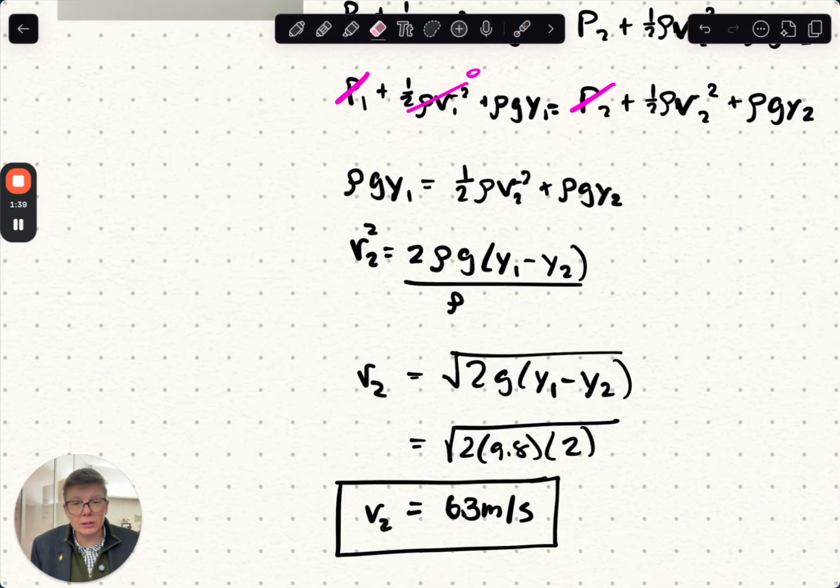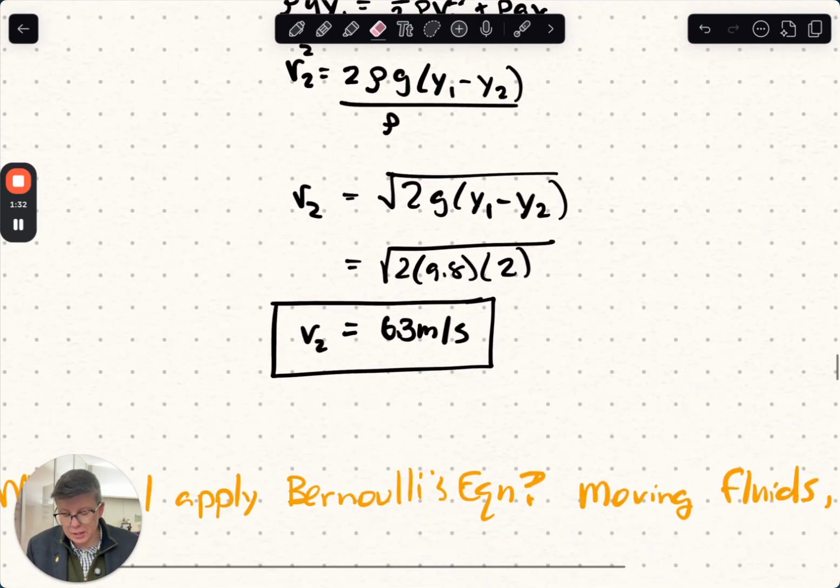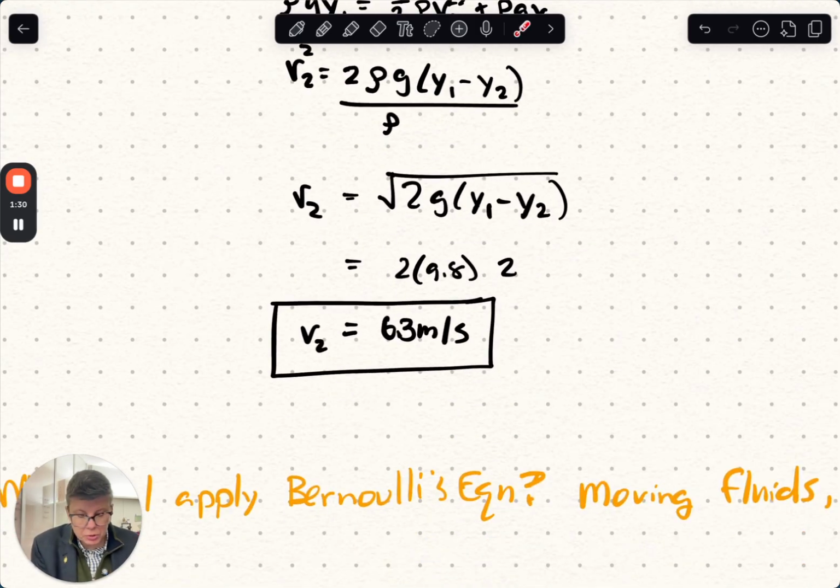What's crazy about this problem is all of that really long Bernoulli's equation at the beginning simplified down to root 2, times 9.8 times 2, the change in depth. That amounts to 6.3 meters per second.